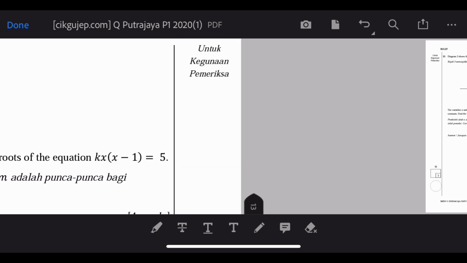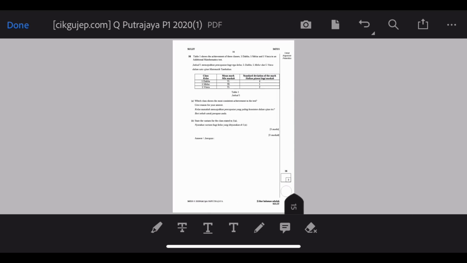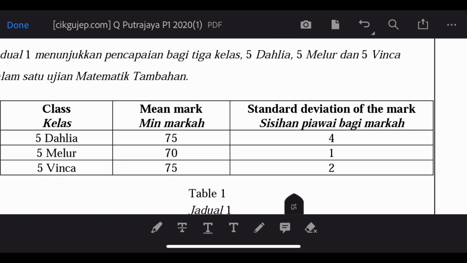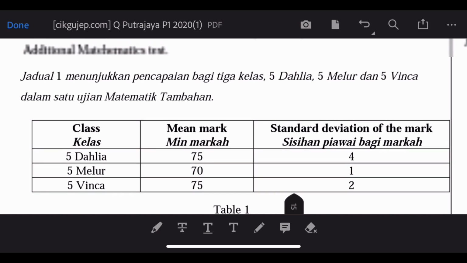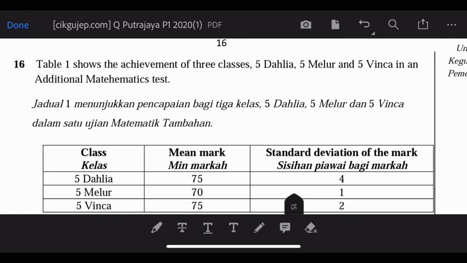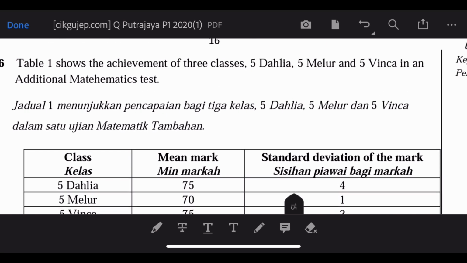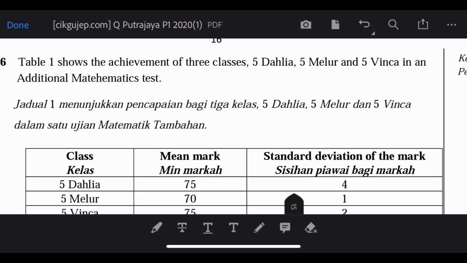We will discuss the quadratic equation. This one I discussed before. This one also I discussed before. Now I want to discuss this one. Okay, this is about the statistic. Okay, the statistic question. So let's go through the question.